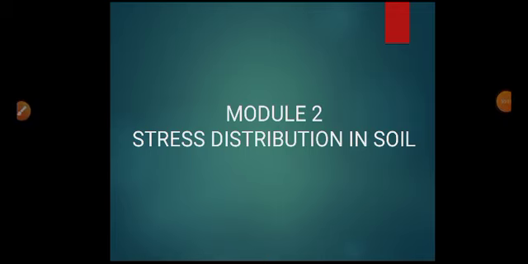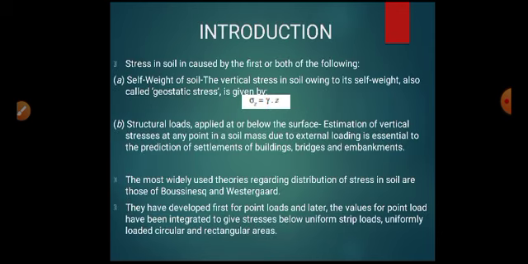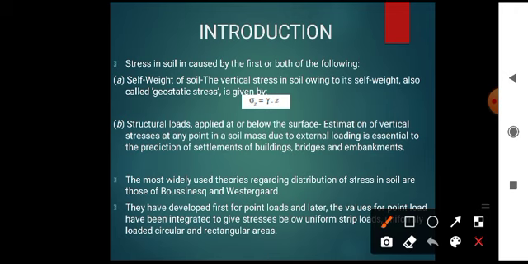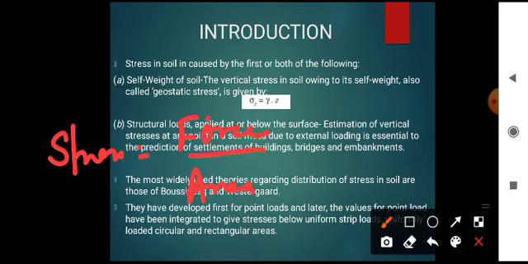Dear students, in this session, I will explain stress distribution in soil, which is the second module in your applied geotechnical engineering subject. As all of you know, stress is the ratio of the force or load applied on any body to the area upon which the load is applied.